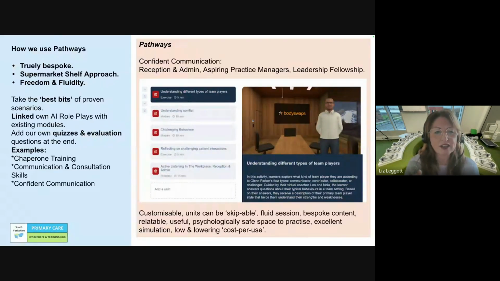And I guess the final one that I wanted to point out was the confident communication one. And we've used this across a broad spectrum of people, actually. But just to say ultimately that this is really customizable. You're able to press a button that says we can skip through these if we want them to be skippable. So that means that the session is more fluid. We can go by the reactions of the trainees in the room and go, oh, actually, let's not do this one, let's add this one instead. It is truly bespoke content.